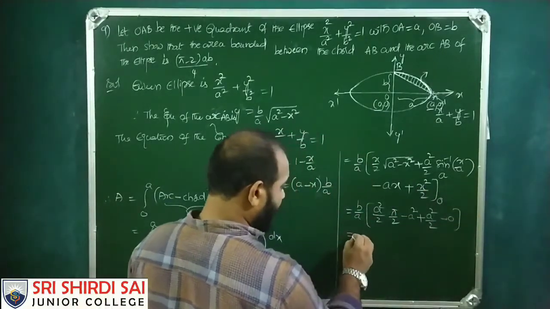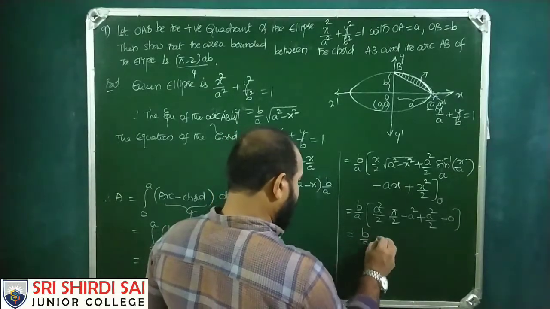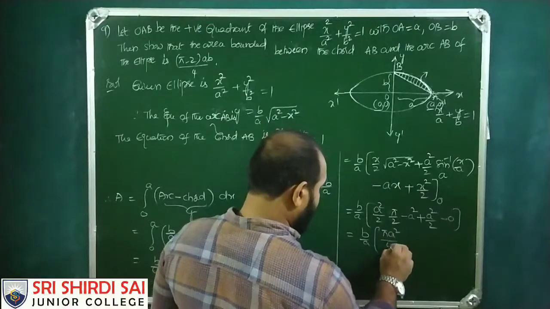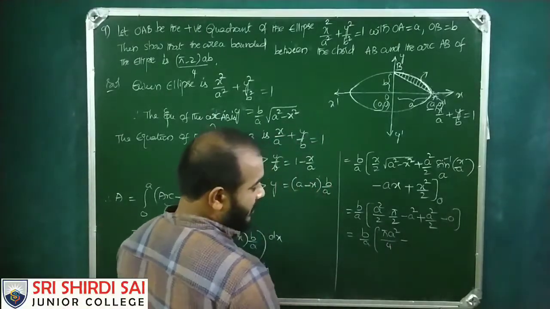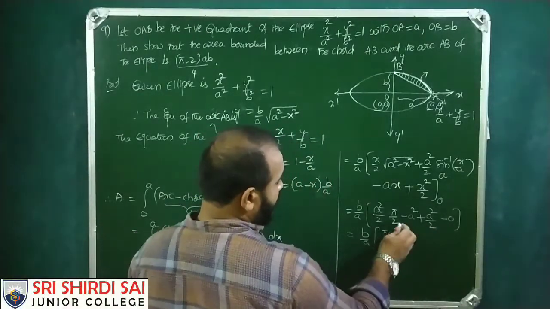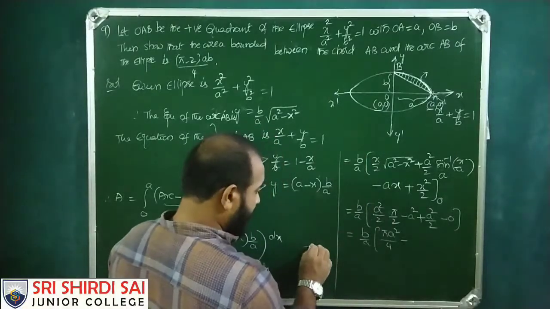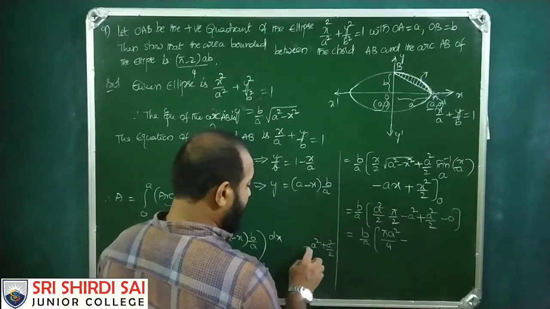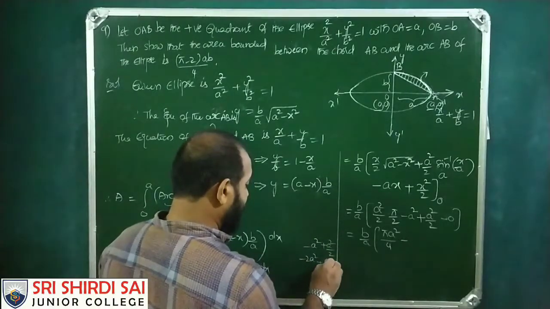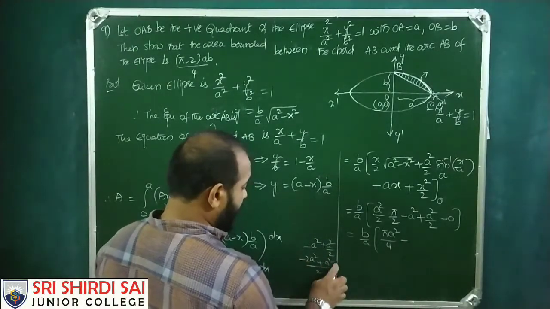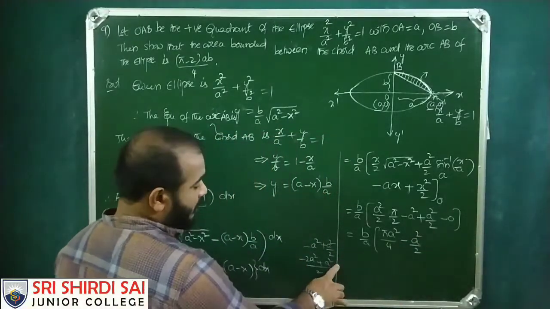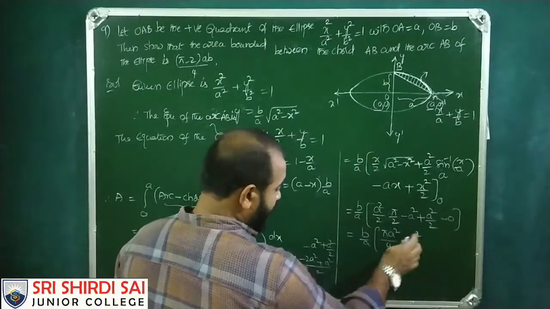Now this is b by a pi a square by 2, 2s are 4, minus, here a square by 2 minus 2a square is here minus a square plus a square by 2. LCM is minus 2a square plus a square by 2. So minus a square by 2. Minus 2a square plus a square is minus a square by 2.